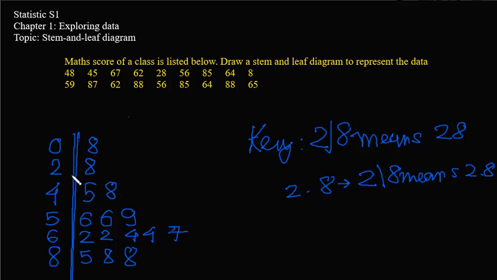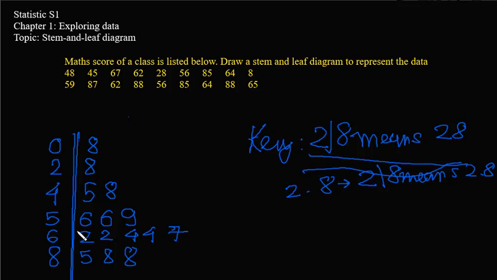We have two parts. The first part is the stem and the second part is the leaf. The stem is the common part between all of the data, and the leaf is the specific part of each data. Then we can have the stem and leaf diagram, and we can read it depending on our key in here. 2 with a straight line 8 means 28, so 4 with a straight line 5 means 45.